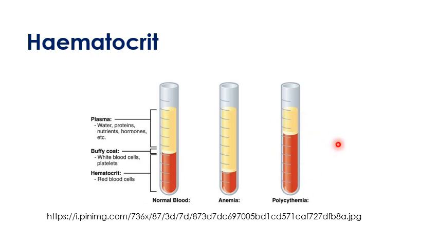Polycythemia can also occur if a patient is dehydrated. So if you remember, your plasma is 90% water. So if you're dehydrated, then your plasma levels will go down. And that means that your total blood levels would decrease. And because of this, the percentage of your red blood cells in your total blood would increase, and that would give you a higher hematocrit than normal.